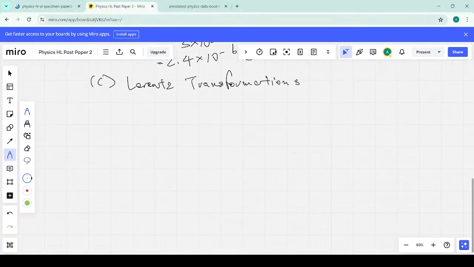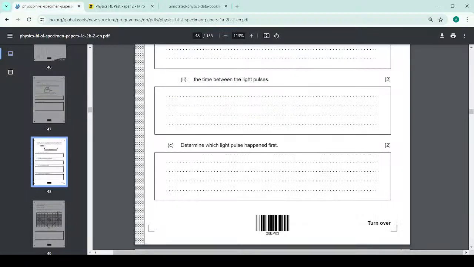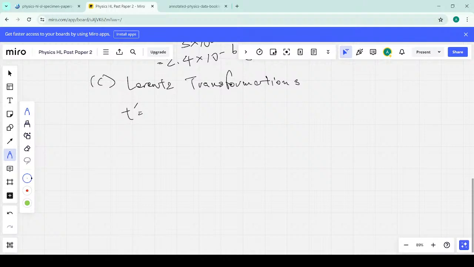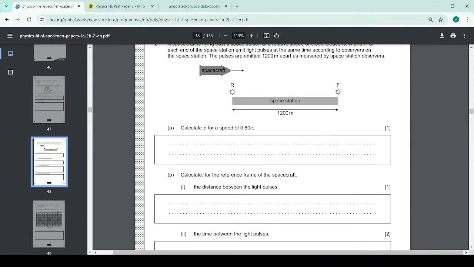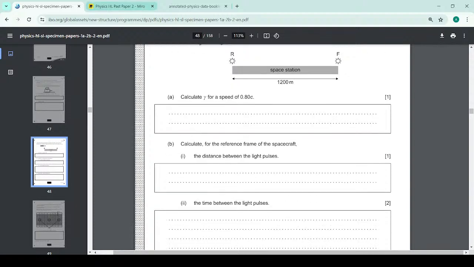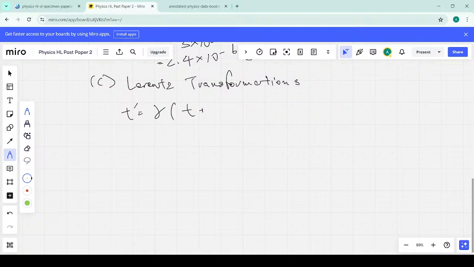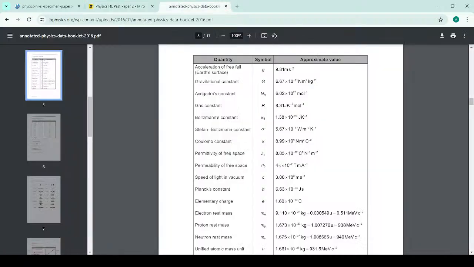So using Lorentz transformation, this is a time transformation. This is t prime. t prime equals gamma times t plus x v over c squared, because in the spacecraft's frame, the space station is traveling to the left, and therefore v is negative. So whatever's here is plus x prime v over c squared, right? I'm just going to check that.